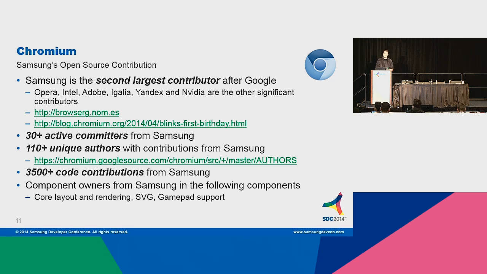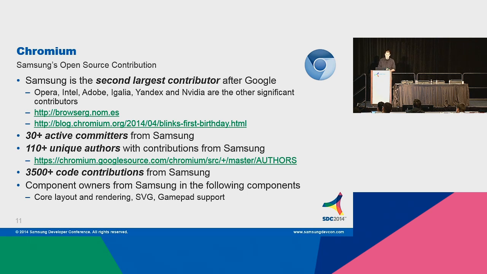On Chromium, Samsung is also the second largest contributor right after Google, but Chromium at the moment is a bit healthier ecosystem in that there are many other companies involved in Chromium, such as Opera, Intel, Adobe, Igalia, Yandex, NVIDIA, ARM. I haven't listed it there. There are a few blog posts that I encourage you to read about the whole Chromium ecosystem and Samsung's involvement. Just to quantify a little bit what it means to be the second largest contributor in the project is that we have 30 plus active committers. Committers are essentially people who earn the right to commit code to the Chromium project. In terms of just the unique authors and people having patches in the project, we already have 100 plus people. And yeah, there's a link to the list of authors.